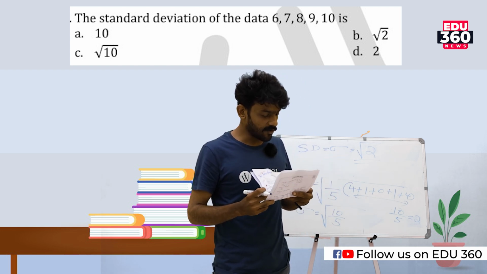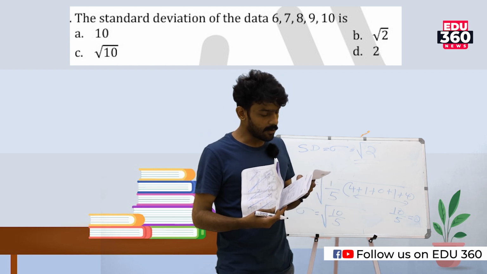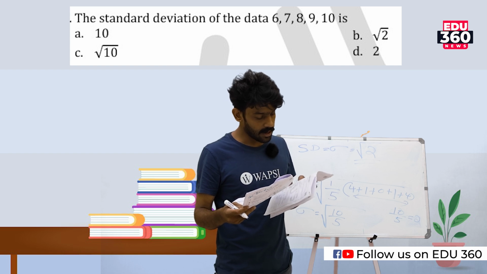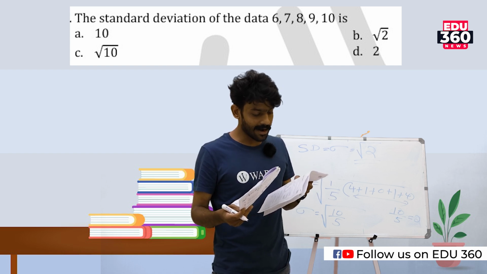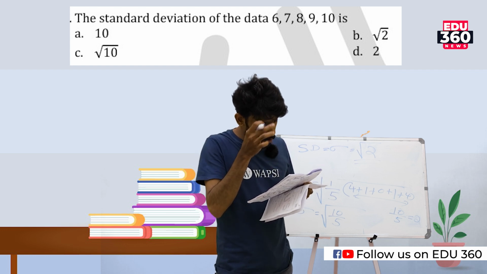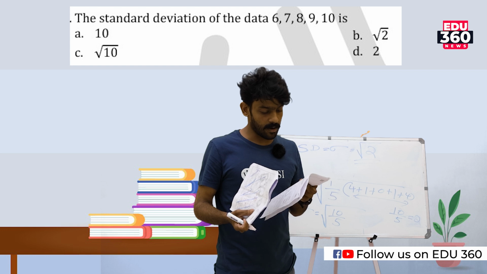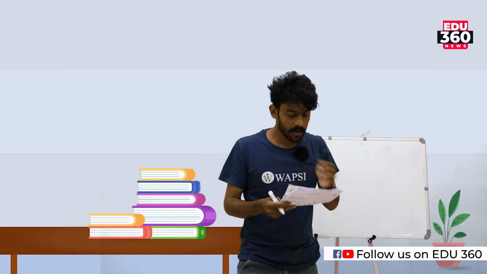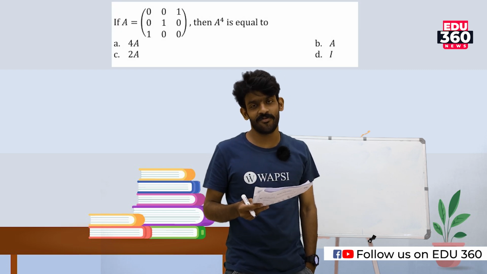That means for this question, the standard deviation of the given data. You can see there are 4 options: 10, root 2, root 10 and 2. So for this question, option B is the correct answer. That means square root of 2 is the standard deviation of the given data. Okay, let us move on to the next question, my dears.